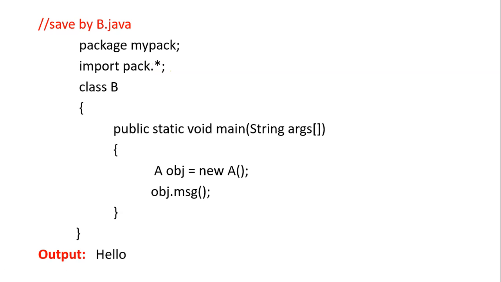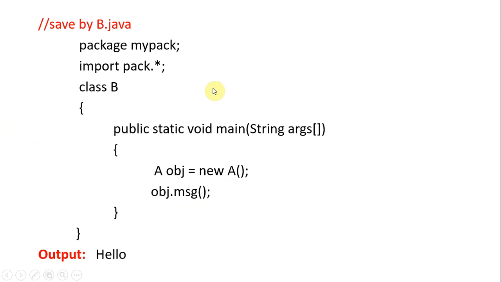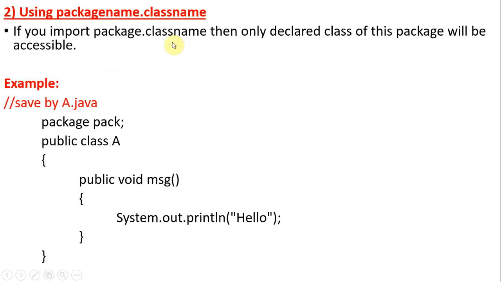So we are trying to import everything from the pack package. Whatever classes and interfaces are available over there, all come under here. That's why we can create an object here, and by that object I access the method, so it prints hello. Okay, understand this? So one way to access the package data is package name dot star. Star means everything.